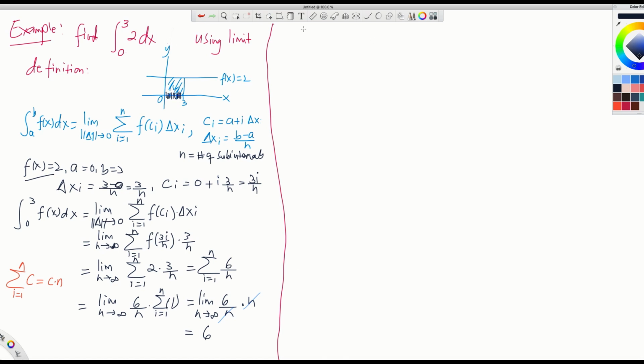Okay, let us take another example. That was an easy example because there is no x. But if you take x there, how would that look? Let us do that problem. Let's see this example.